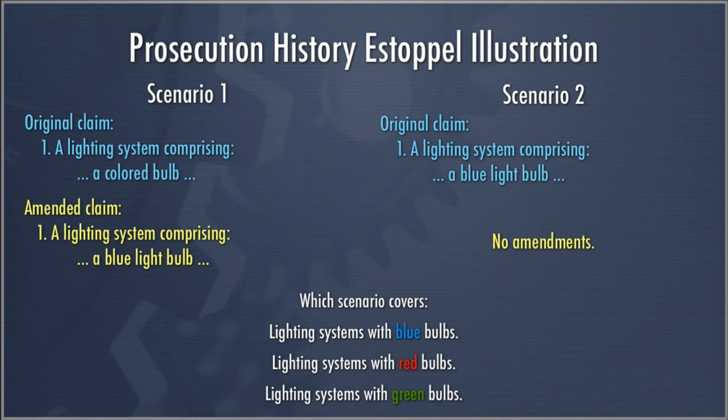Scenario 2 is an entirely different creature here, and that is you will just send that to the jury. There's no prosecution history estoppel in scenario 2. They claimed narrowly to begin with. They didn't amend their claim. There's no prosecution history estoppel. There's no question about whether the Doctrine of Equivalents is available. It is.